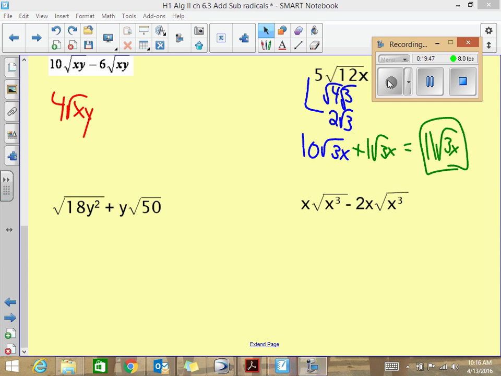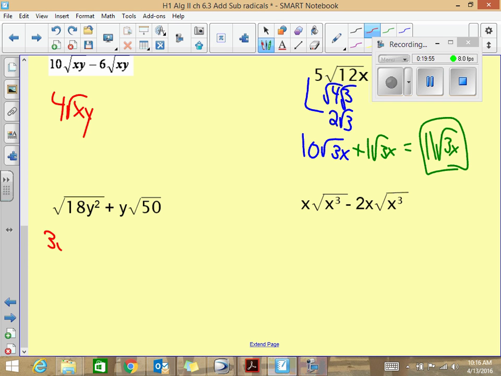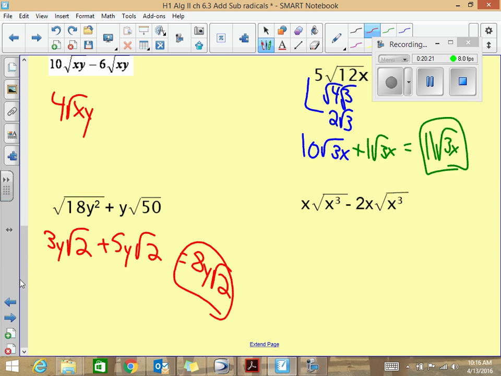Okay, so radical 18y squared simplifies to what? 3y radical 2. Does everybody agree with that? Right? Because 18 was 9 times 2, so 3 came out. All right, and then radical 50y squared simplifies to what? Right, 5y radical 2. So the radicals are the same, so we can combine them, right? And can we add 3y plus 5y? Yeah, right? So it becomes 8y radical 2. Okay, does that make sense?